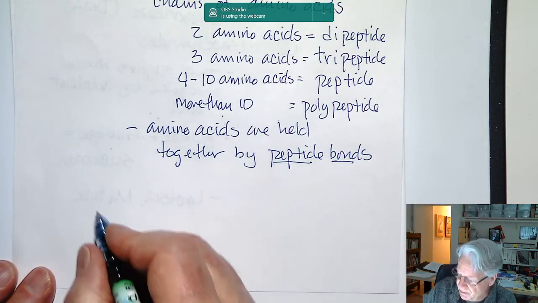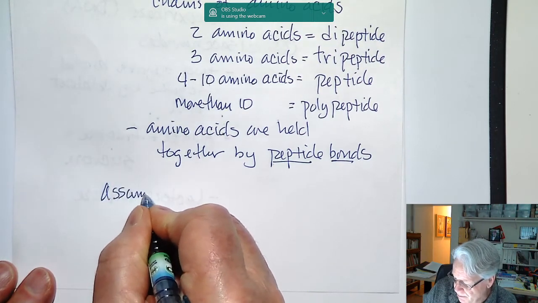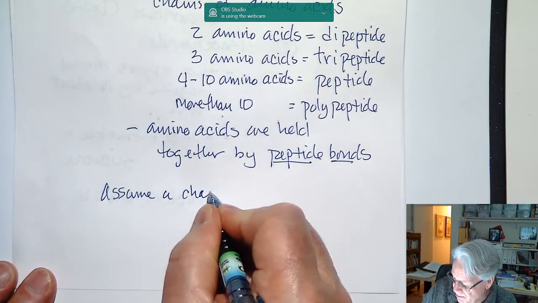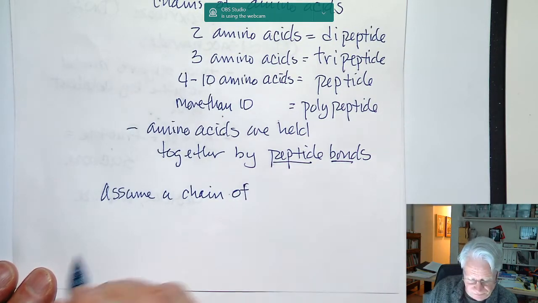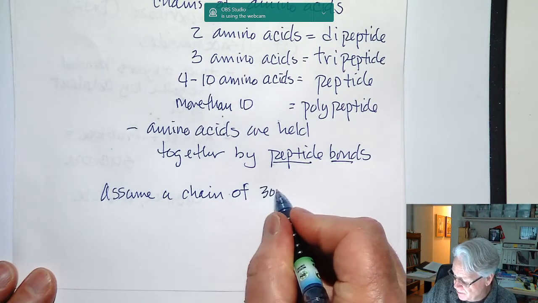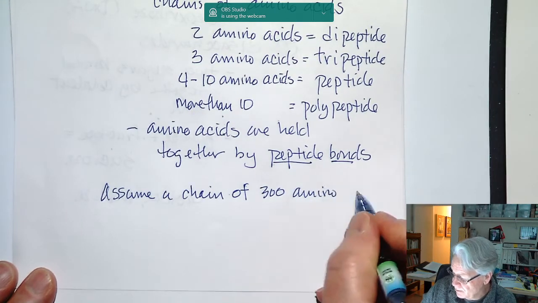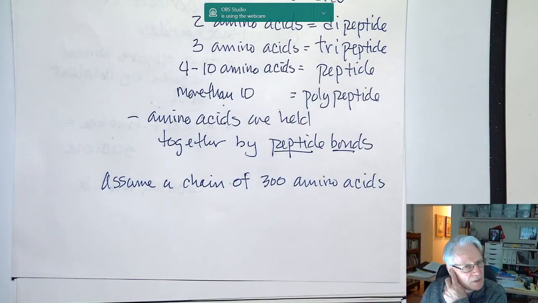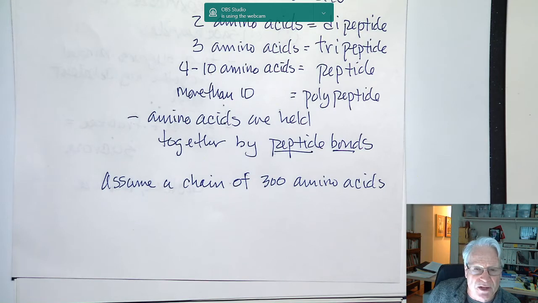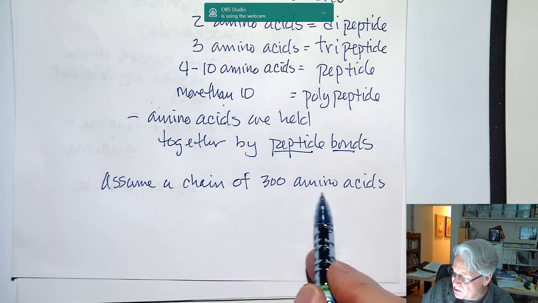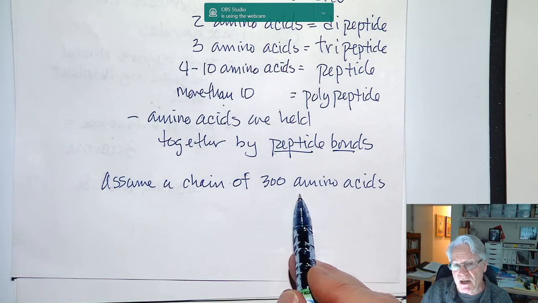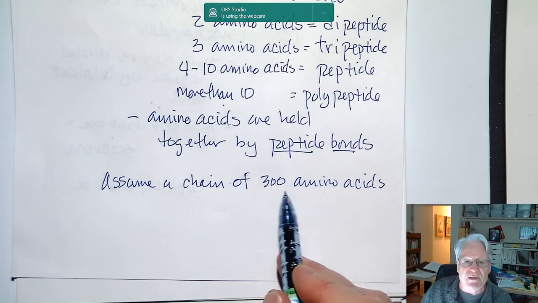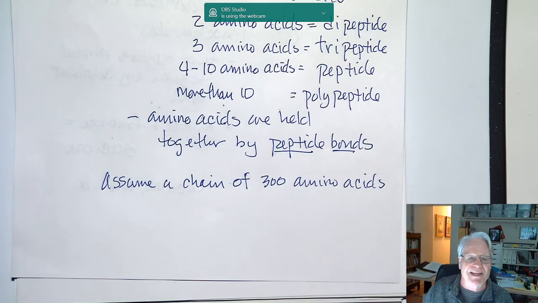So let's assume a chain of 300 amino acids. So a kind of a medium-sized protein. And it consists of 300 amino acids that are hooked together like a long train. And the question is, if I have 300 amino acids and I have 20 different building blocks, how many different proteins can I make that are 300 amino acids long?